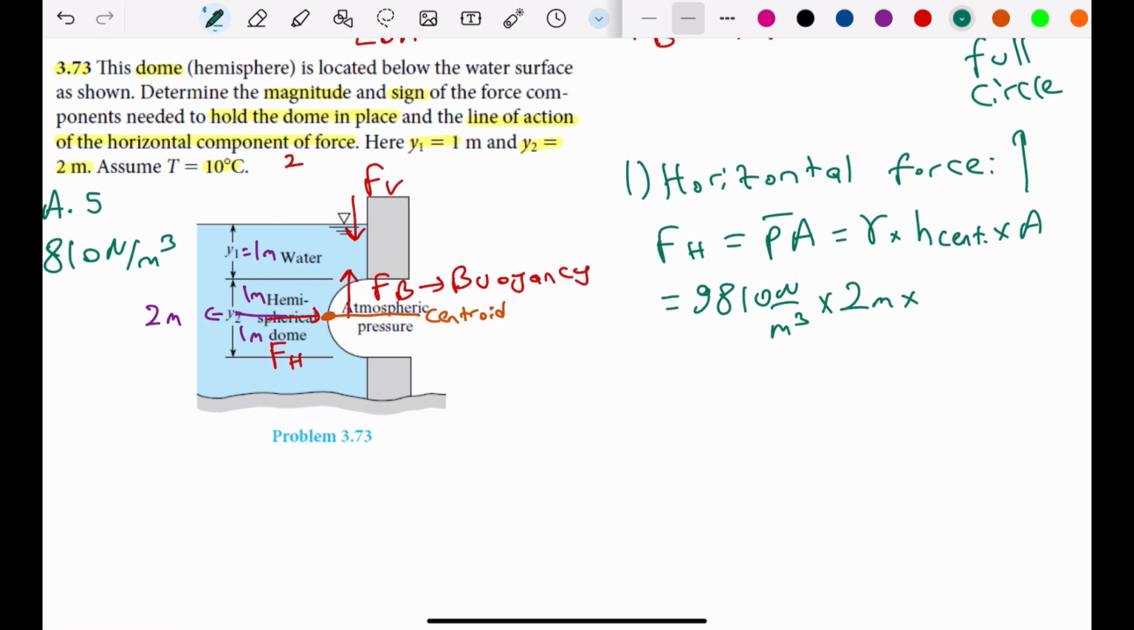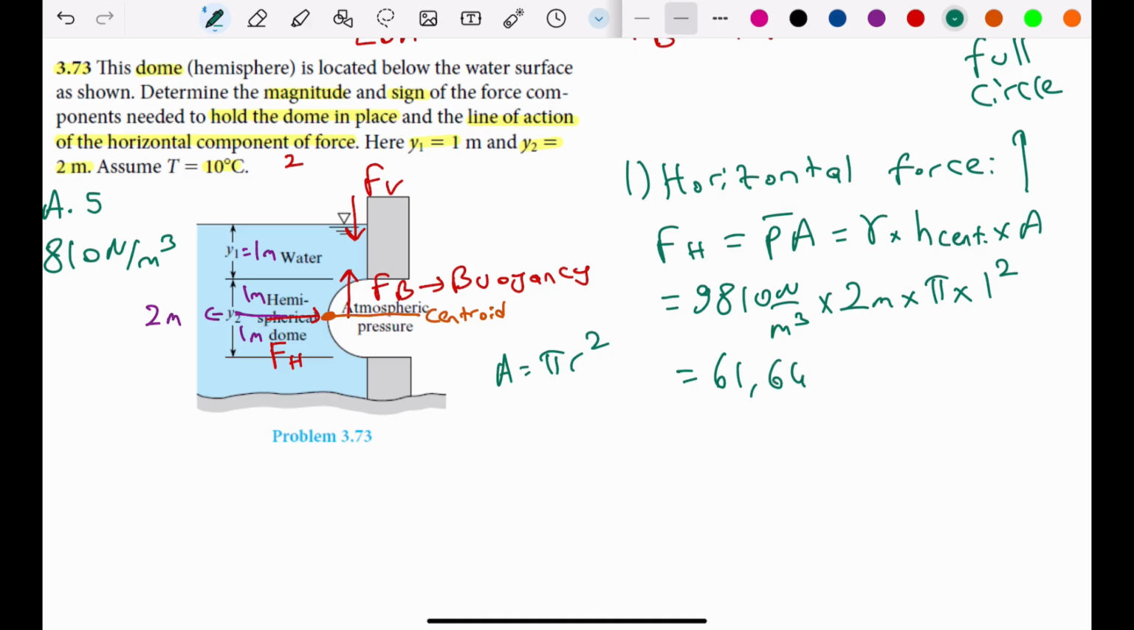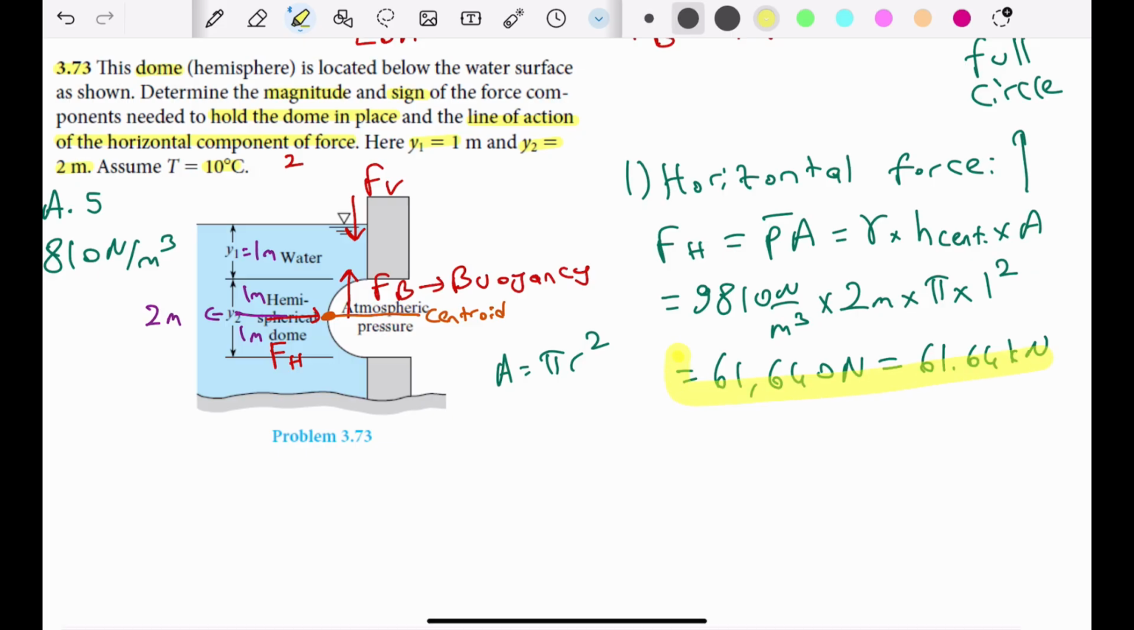And for the full circle, of course, it is pi r square, which is radius square. And we have pi times 1 square. And from there, we will get 61,640 Newton, which is equal to 61.64 kilonewton. So with that, we calculated the horizontal force.